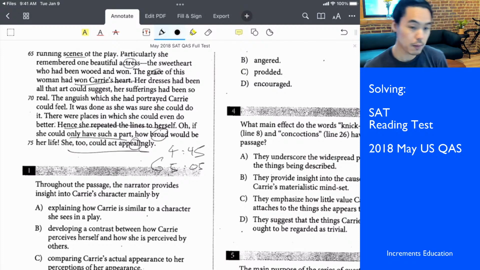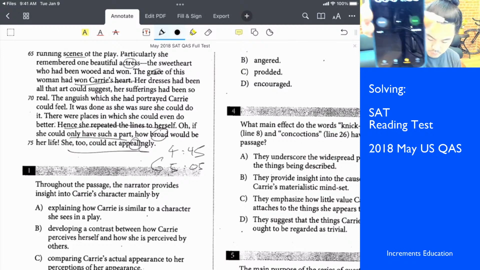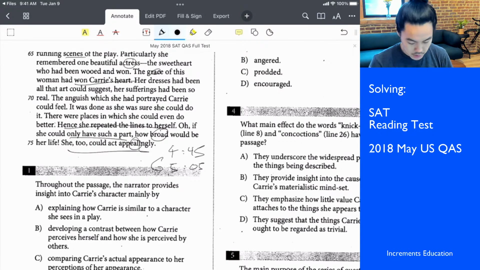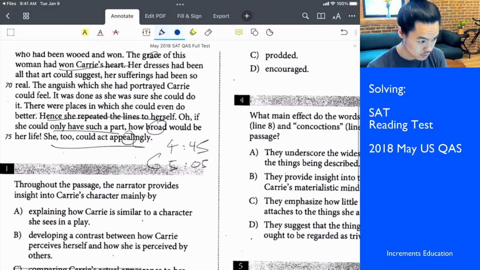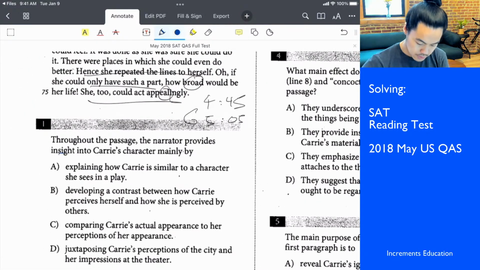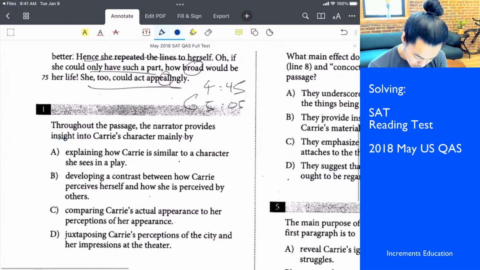All right, here we go. I'm about to move on to, I'm at 5:05. I'm about to get into the questions. Here we go. 3, 2, let me change this to blue. 3, 2, 1, let's go. Provides insight mainly by externalizing what her thoughts are. No.